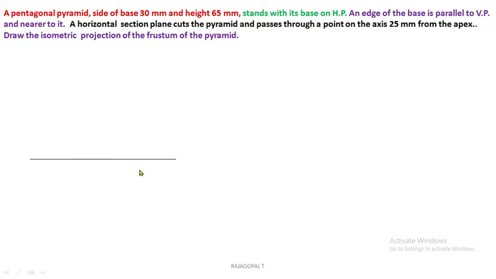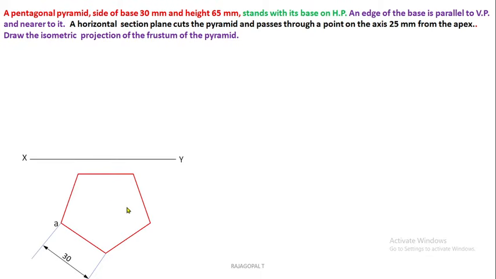Now you can draw the simple position of the pentagon. In the simple position of the pentagon, one edge is parallel to XY and at the same time nearer to XY, and the side is 30 mm, with notations given as A, B, C, D and E, where DE is the edge which is parallel to XY and nearer to XY. Being the top view as a pentagon and also being a pyramid, we can see all the slant edges in the top view.